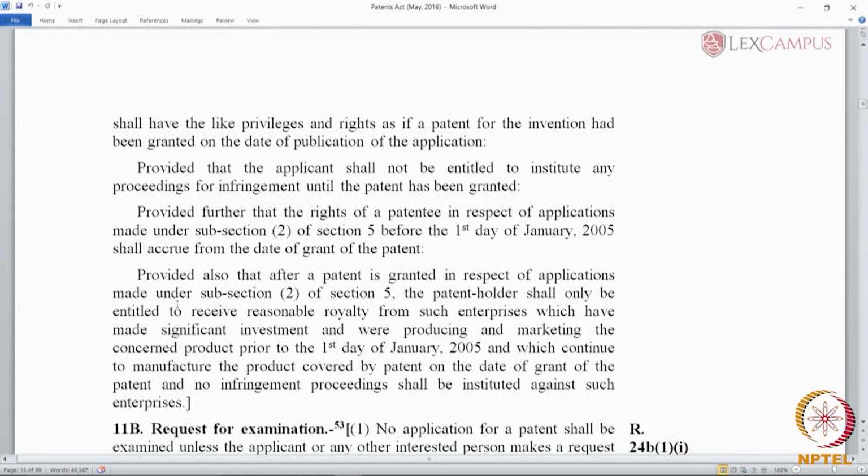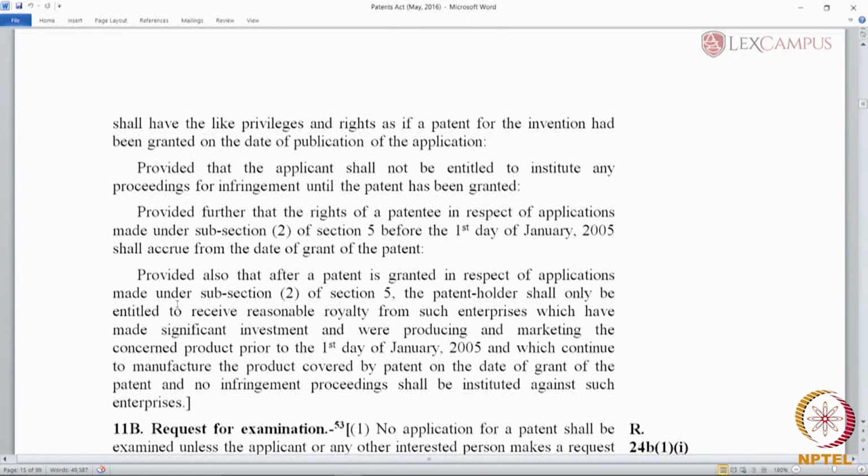So, section 5(2) provided the arrangement for receiving those applications and keeping them in the mailbox for examination after 2005. Now, with the amendment in 2005, the provisions of 5(2) were no longer relevant and they were repealed. But this is a passing reference which says that the rights of a patentee in respect of an application made under 5(2) before the 1st of January 2005 shall accrue from the date of grant of the patent, which means there is an exception. In the case of a mailbox application, the rights accrue only after the grant, whereas in a normal application some rights and privileges could accrue upon the date of publication of the application. So, where we had an arrangement for accepting applications through the mailbox, it is made very clear that the rights shall accrue only from the date of grant of the patent.